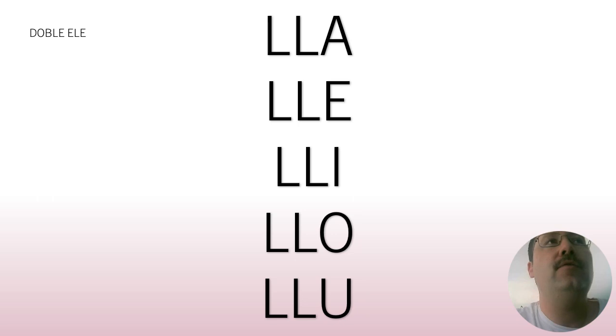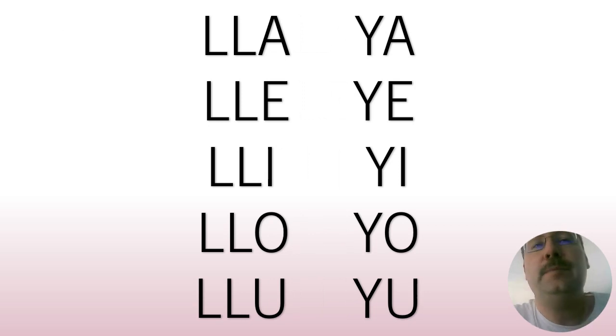Okay, anyhow, enough with the history lessons. La, le, li, lo, lu is la letra L. And then we have doble L. This is pronounced like a Y. Ya, ye, yi, yo, yu. A small side note, it's also kind of a J sound, ja, je, ji, jo, ju, depending where the person's from. But just pronounce it like a Y, you're fine. Ya, ye, yi, yo, yu.